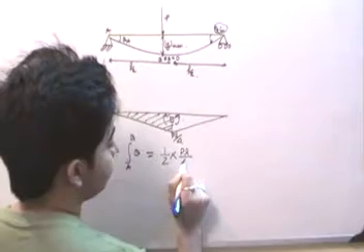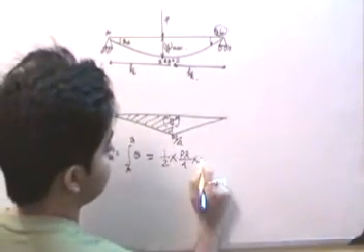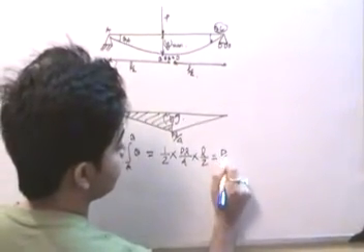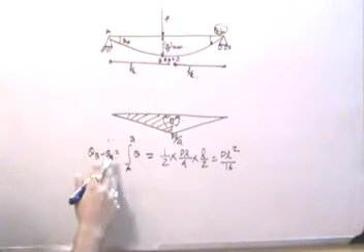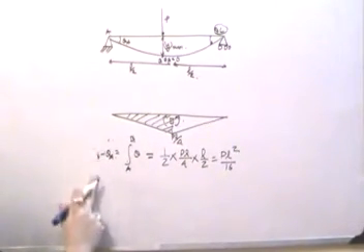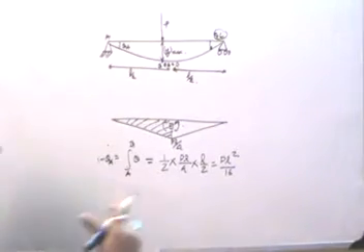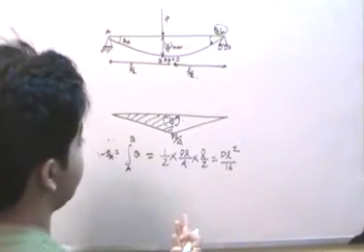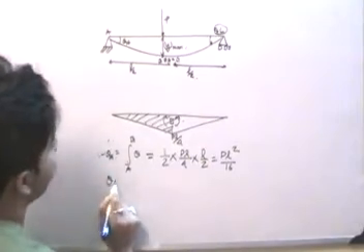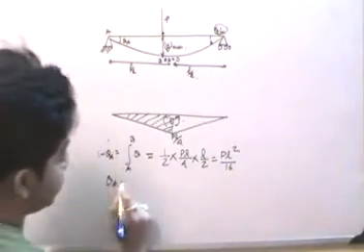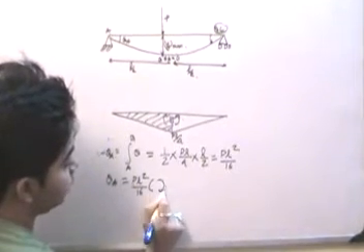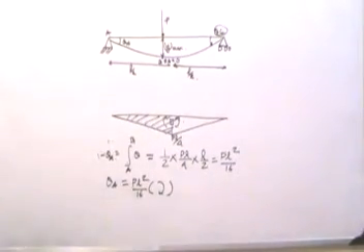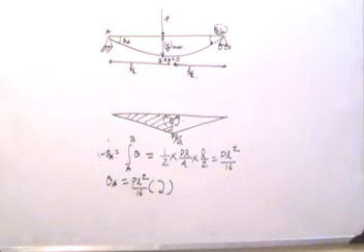Half into PL by 4 into L by 2. So this is equal to nothing but PL squared by 16. Now theta B is equal to 0, and that is minus of theta A. So basically what we have now is theta A, in the clockwise direction, equal to PL squared by 16 clockwise. Now let us try to see whether we can find out y max also.